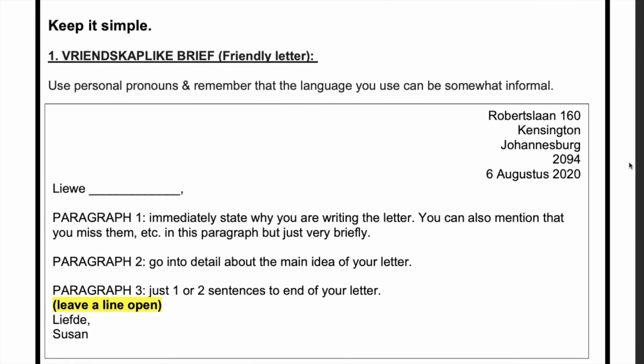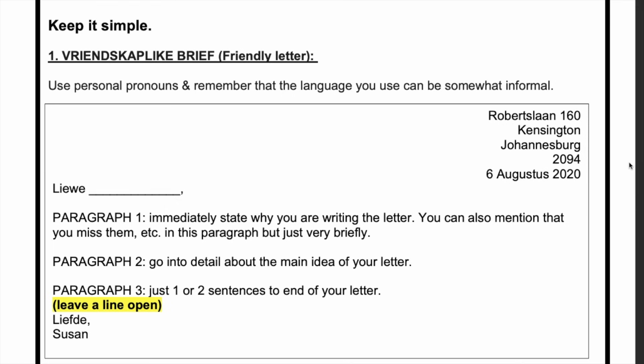So the first one is a vriendskaplike brief, friendly letter. So use personal pronouns. Remember that the language you use can be somewhat informal depending on who you're writing to. If you're writing to your best friend, you're not going to be super, super formal with them, now, are you? So just like there on the side, okay, is sort of what you need to write down.